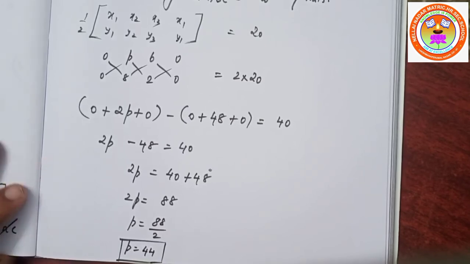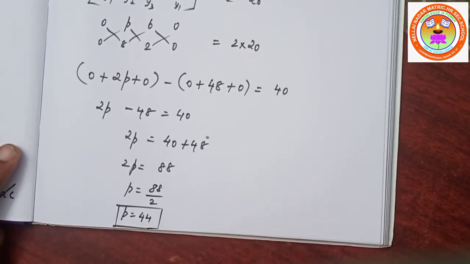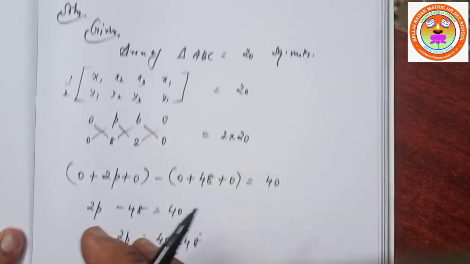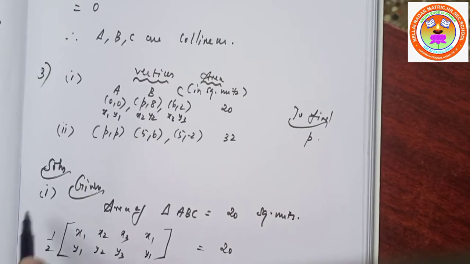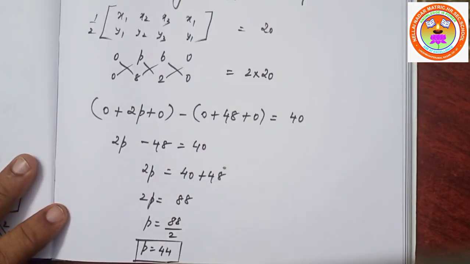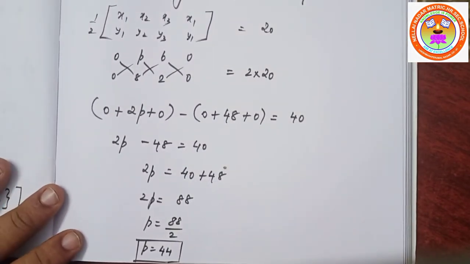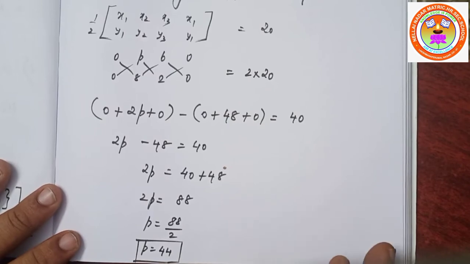88 by 2, that is equal to 44. Subdivision number 1 is over. That is the value of p. Now subdivision number 2.